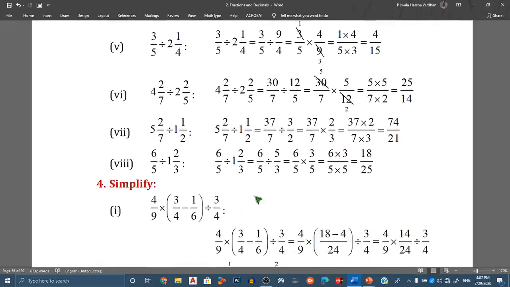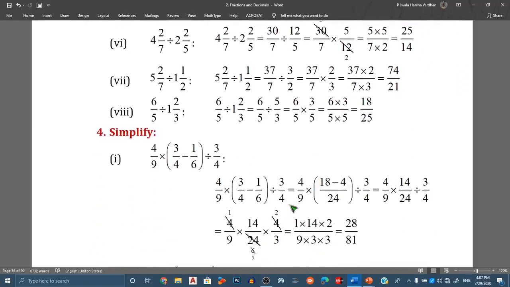Next, 6 by 5 divided by 1 2 by 3. Okay. So now here also, 6 by 5 divided by 3 1s are 3 plus 2, 5 by 3. Now convert this division into the form of multiplication by taking the reciprocal of the second one, which is 6 by 5 into 3 by 5. So now there is no common factor vertically and crossly also. So multiply the numerator into numerator and denominator into denominator. 6 into 3 by 5 into 5, which is 18 by 25.